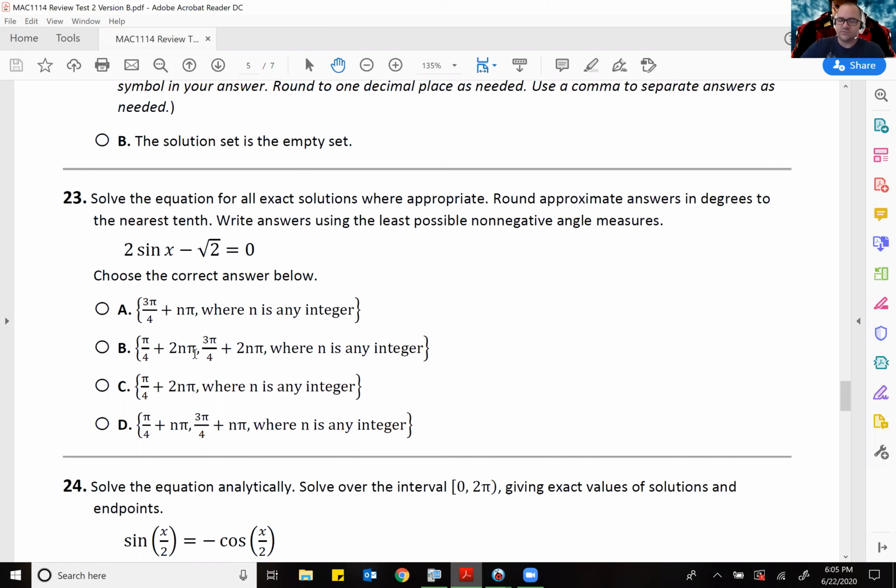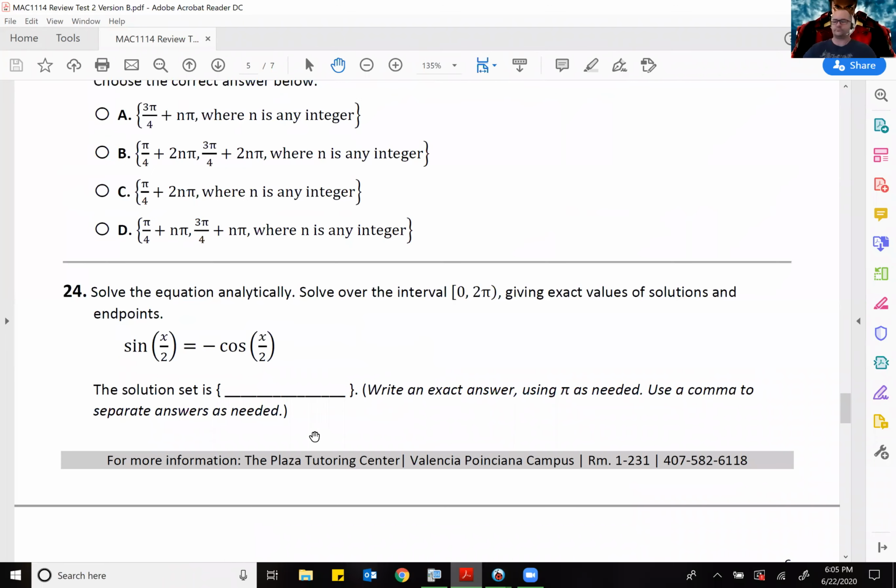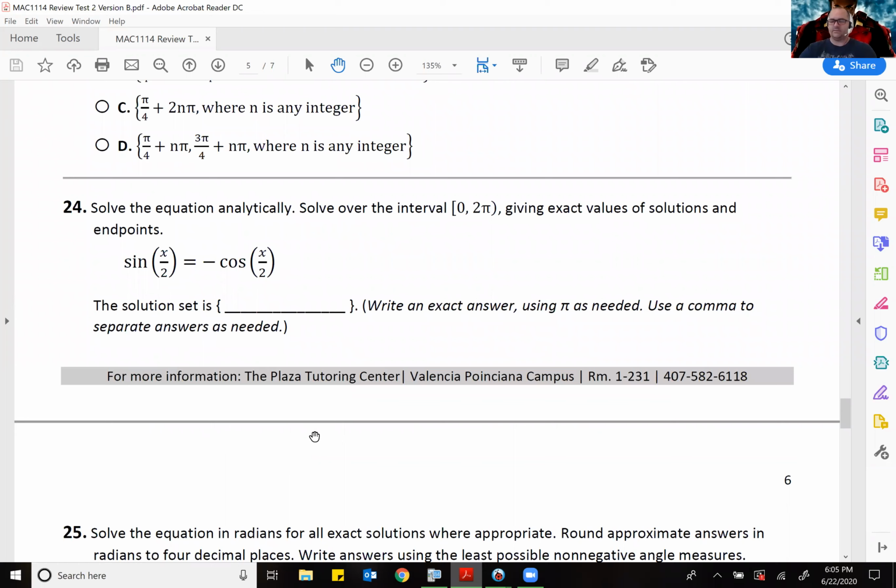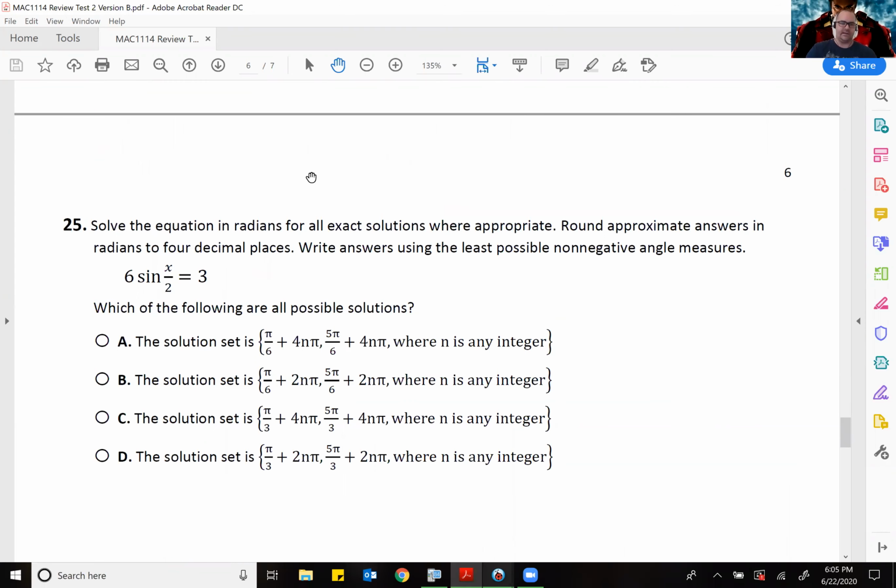Okay. 24. This jumps us into 10.6. 24 and number 25 are both 10.6. So on this one right here, sine half angle equal to negative cosine half angle. All right. So again, it wants the exact answers. So we don't have to worry about all the answers. That's going to come in number 25.